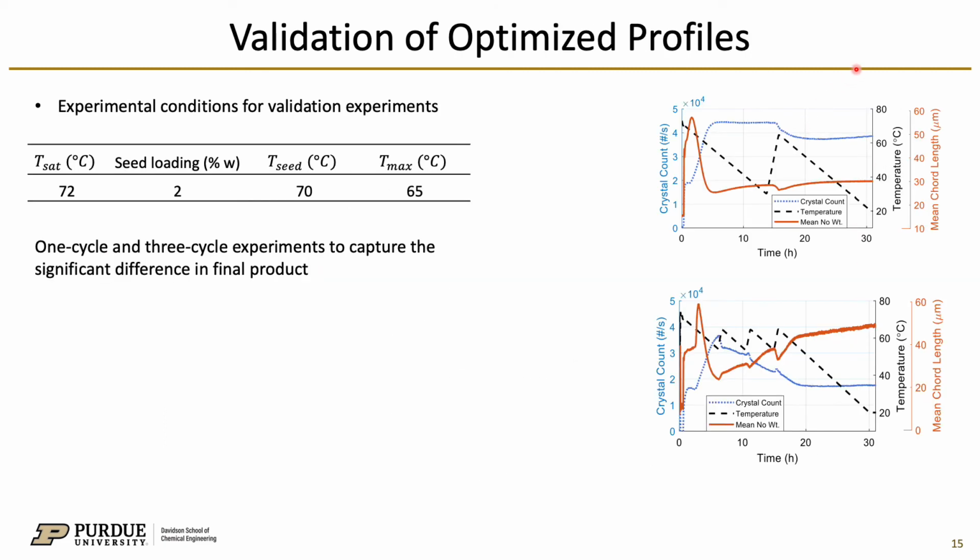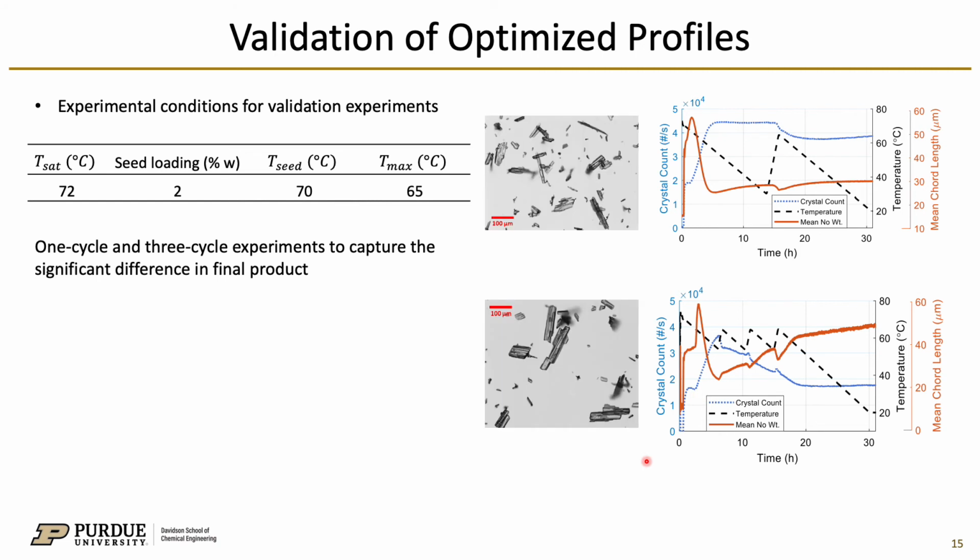Finally, the validation of the optimized processes was done by selecting 2 of the resulting scenarios. On the right, you see the experimental data for 1-cycle and 3-cycle experiments of the optimized profiles. The experimental difference between the product crystals, as well as the FBRM counts shown with blue and chord length trends shown with orange, are significant.